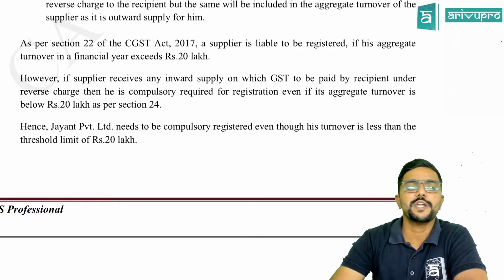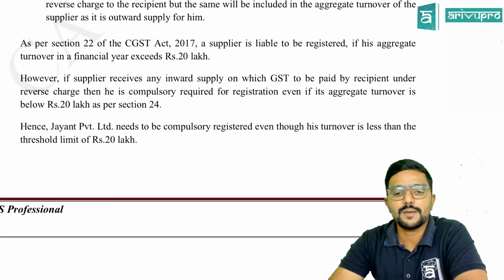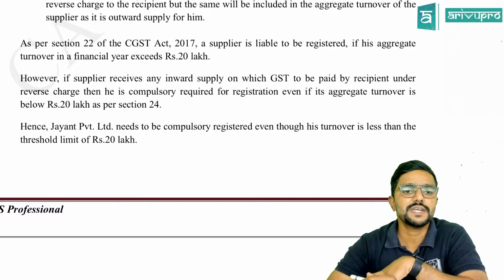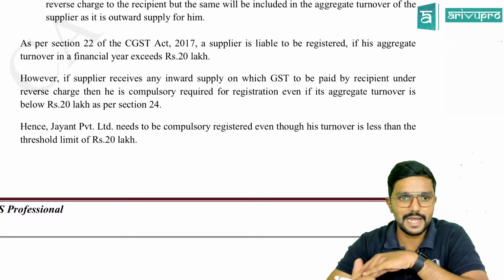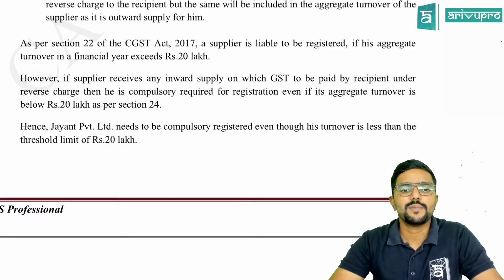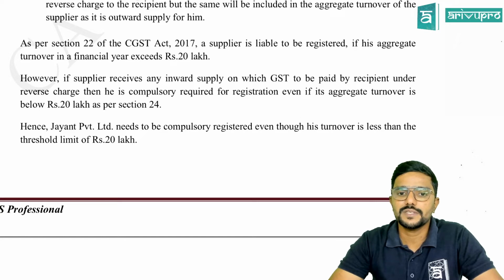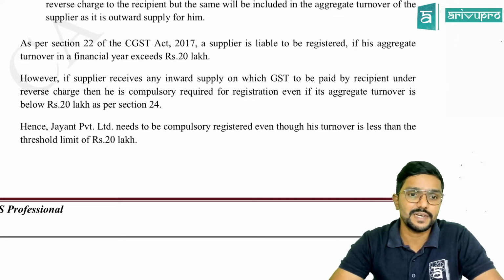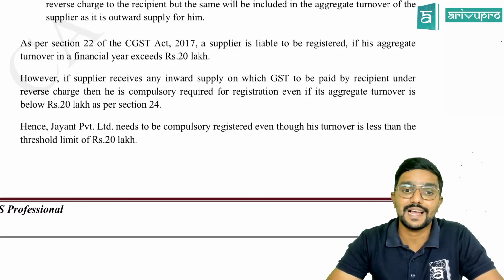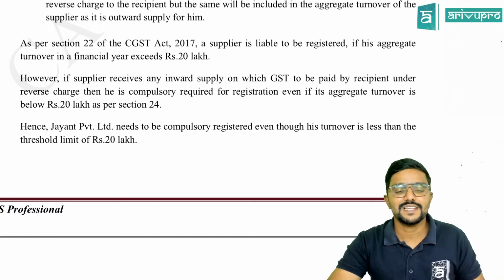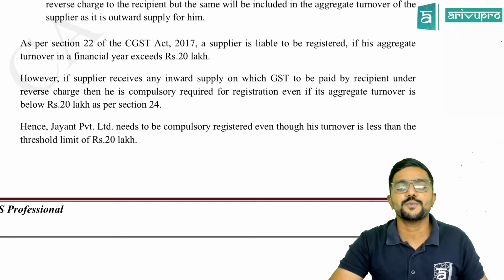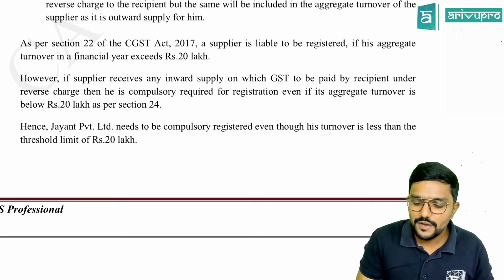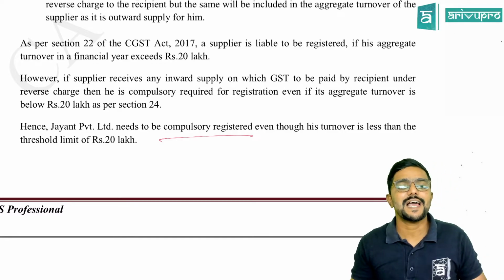As per section 22 of CGST Act, a supplier is liable to be registered if his aggregate turnover in a financial year exceeds 20 lakh. However, if a supplier receives any inward supply on which GST is to be paid by the recipient under reverse charge, then he is compulsorily required to register even if his aggregate turnover is below 20 lakh as per section 24. Hence, Jayat Private Limited needs to be compulsorily registered even though his turnover is less than the threshold limit.